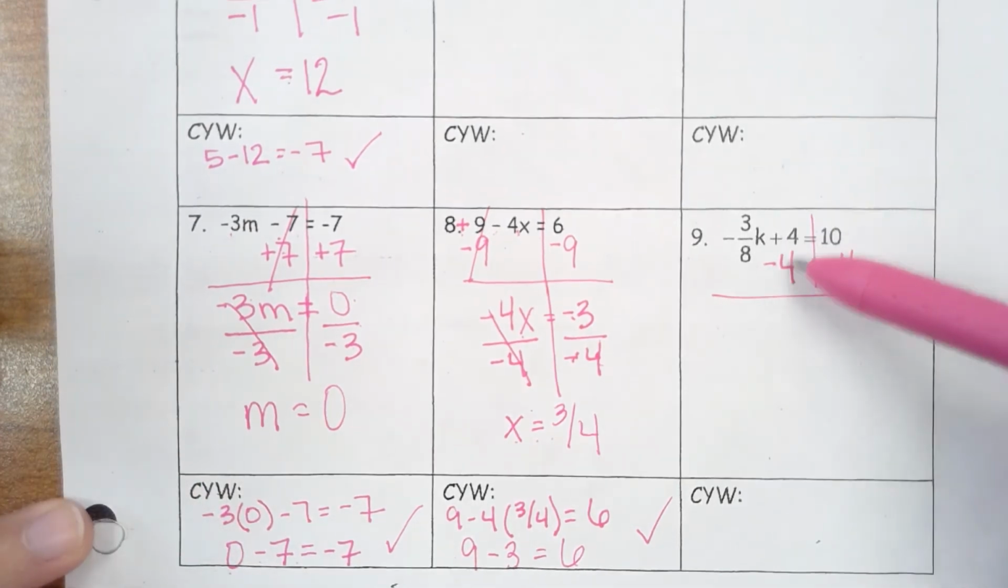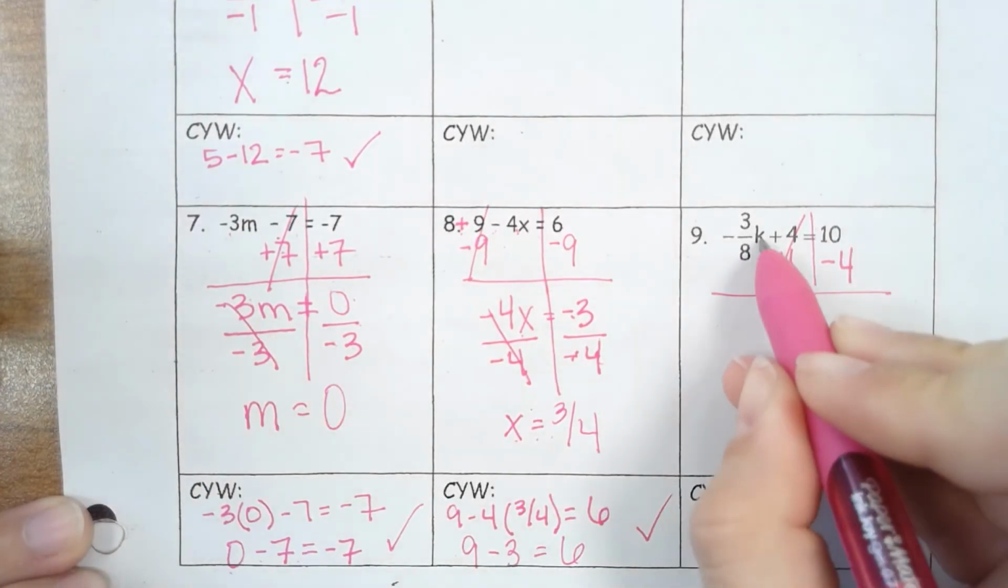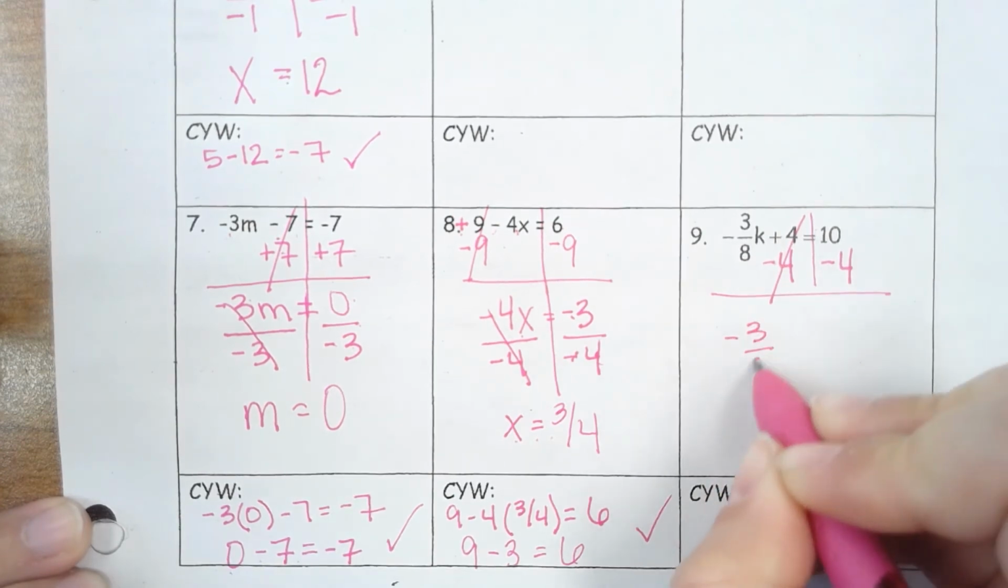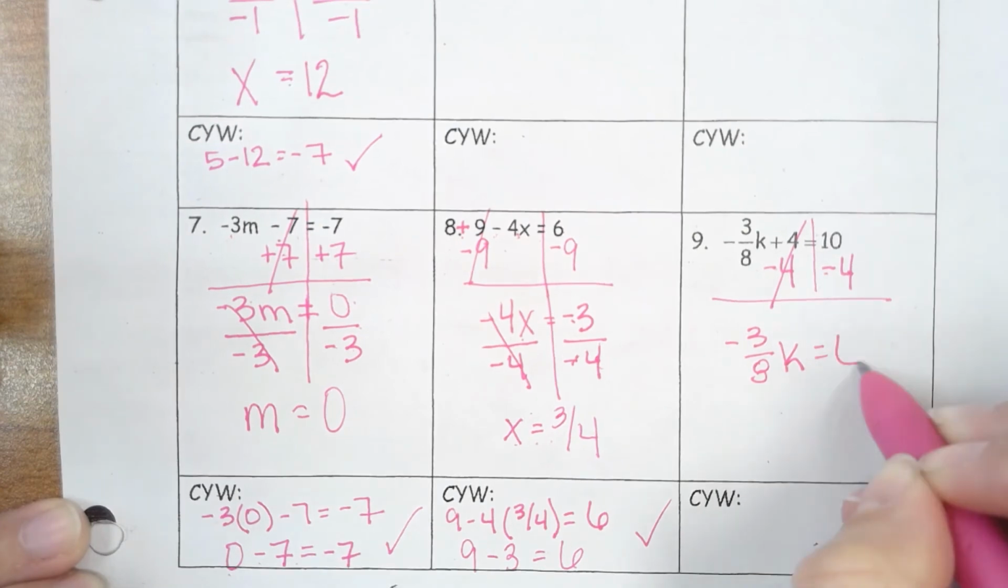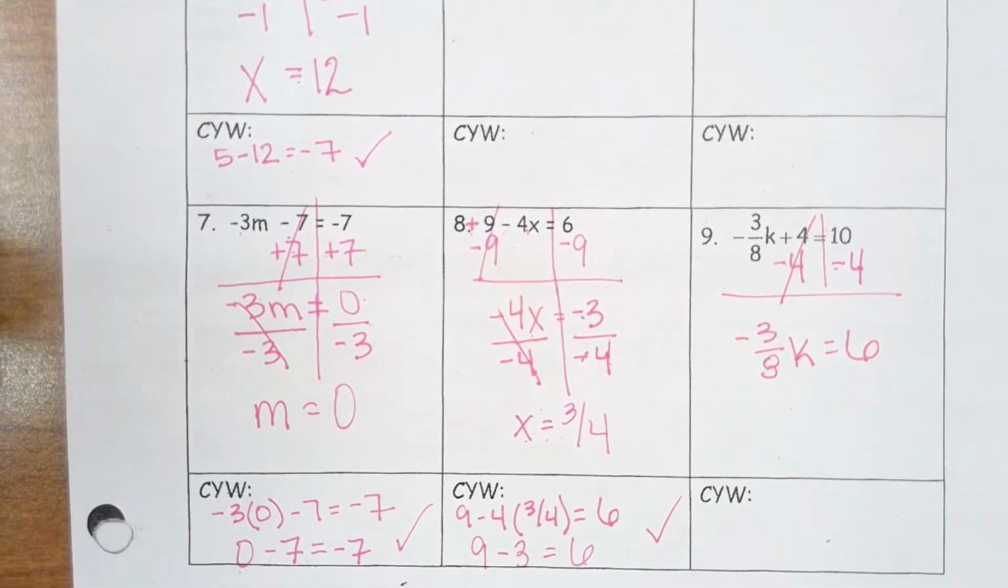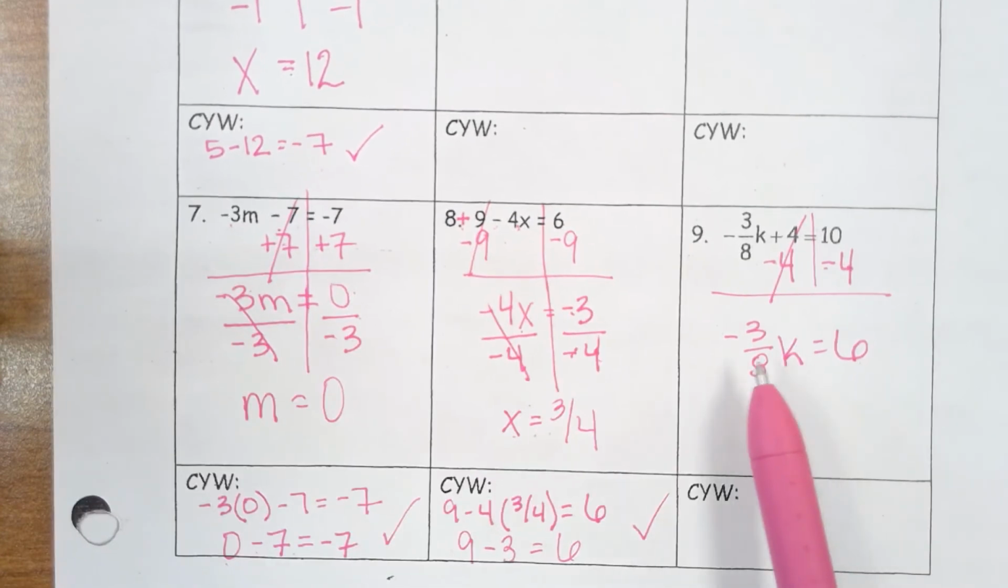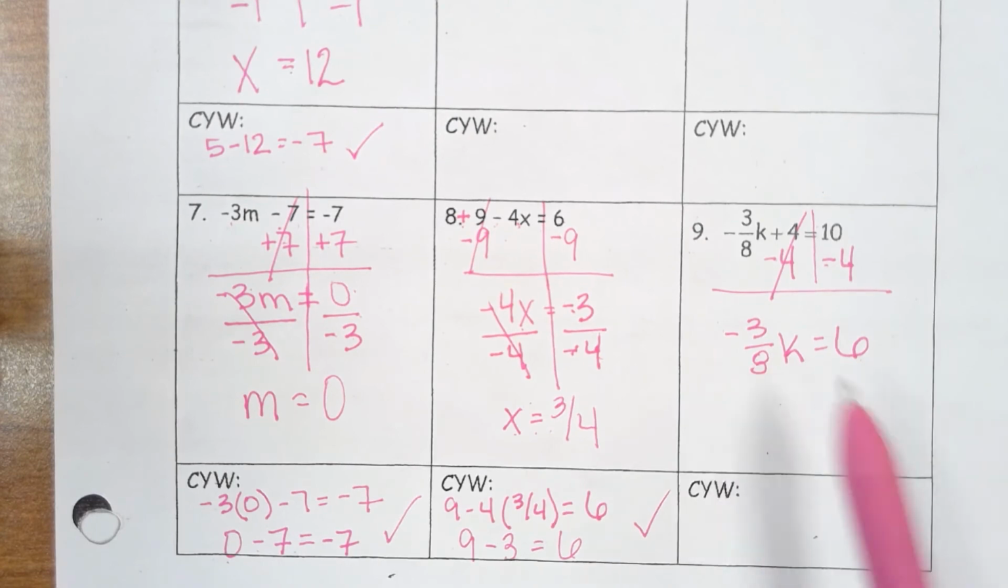So your +4 minus 4 will cancel. You are left with -3/8 k. And then 10 minus 4 equals 6. All right, so we need to get k by itself. And we have a fraction in front of the k. So how do we move this?